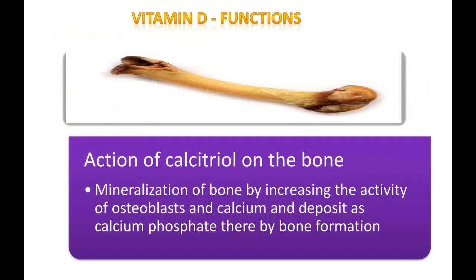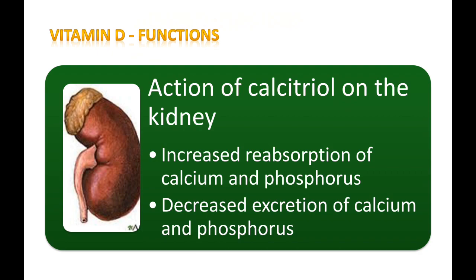In the bone, the action of calcitriol is that it increases the mineralization of bone by increasing the activity of osteoblasts, which are the cells present in the bone, and calcium is deposited as calcium phosphates, thereby increasing bone formation and bone remodeling also. Action on the kidney: it increases the reabsorption of calcium and phosphorus and decreases excretion of calcium and phosphorus, which ultimately increases the calcium levels in the blood.